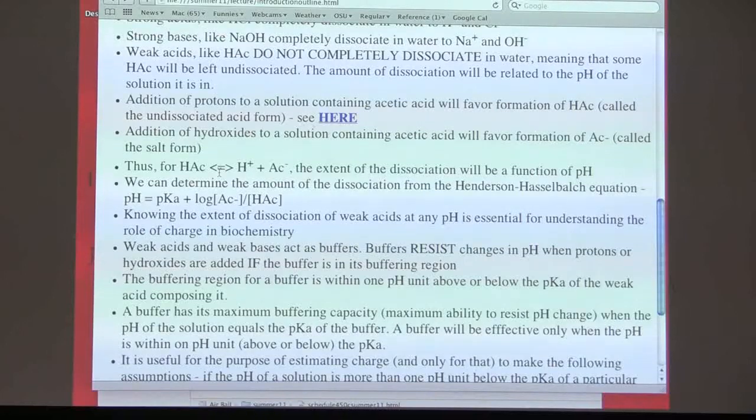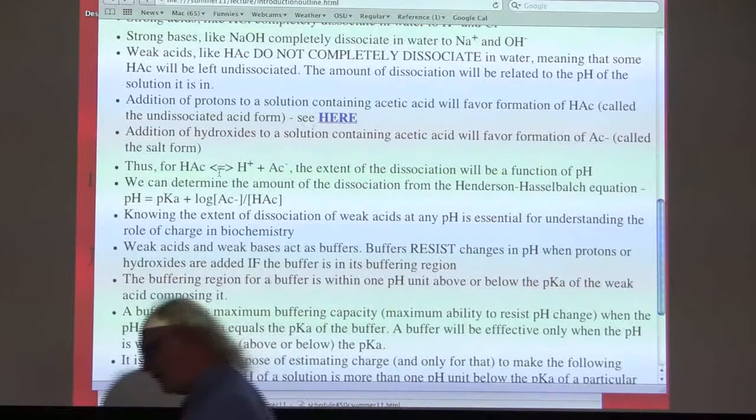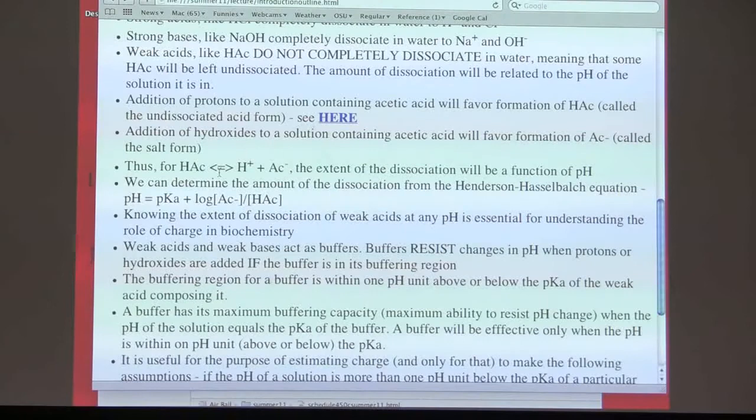Okay, let's dive back into it. So I hope I've given you at least some feeling for a weak acid and the difference between a weak acid and a strong acid. Now, I haven't really told you yet why the weak acid is important, other than to say that the weak acid helps us to resist changes in pH.